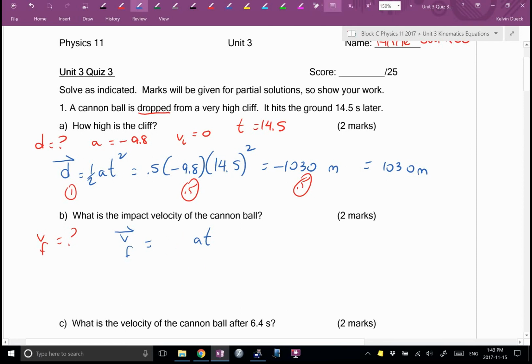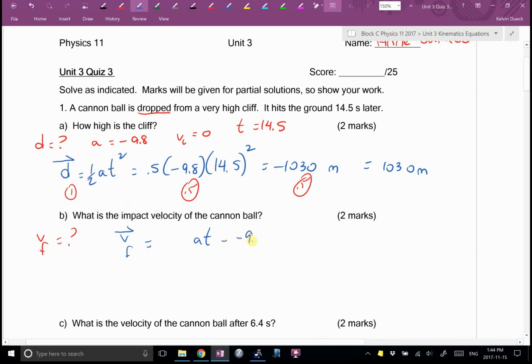Why could I just write VF equals AT? VI is 0. You could use your answer from part A and use D equals VF squared minus VI, VF squared equals VI squared plus 2AD, square root. You could get there from the D equals bracket VI plus VF over 2 times T and get the VF by itself. So you know what? Any equation would work. This was the cleanest.